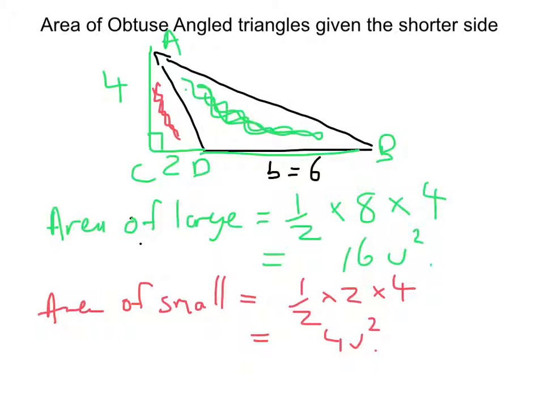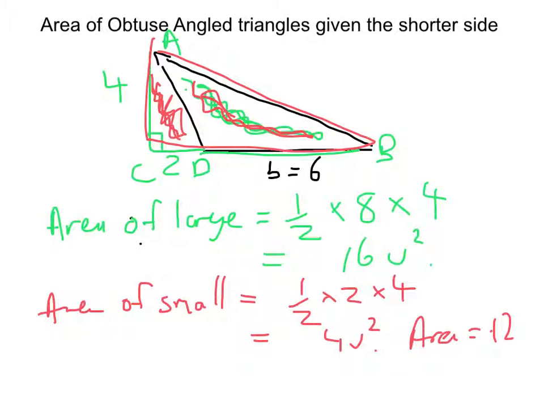So the area that we're looking for inside of here has to be the area of the big triangle minus this area here, and that will leave us with the area of the triangle we're looking for. So if we subtract those two numbers, we find the area is equal to 16 take away 4, which is 12 square units.